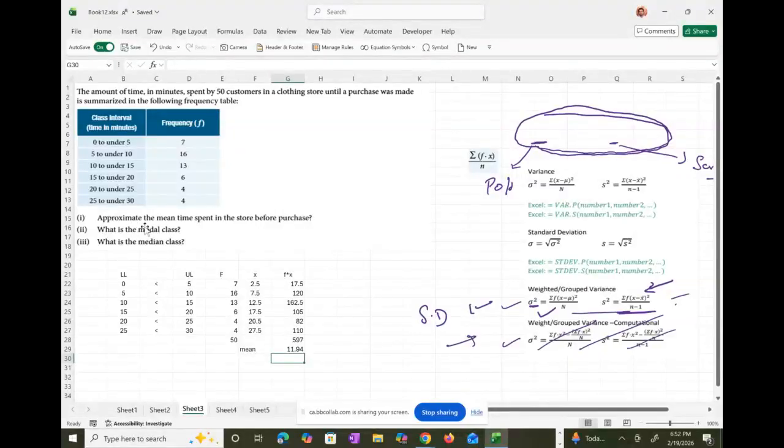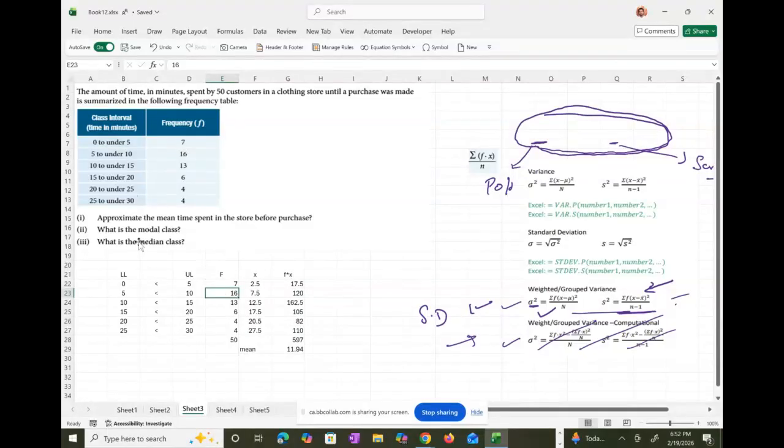All right. Now, what is the modal class? Modal class means the class with the maximum frequency. That is, the modal class is 5 to 10. Frequency is 16, but the class will be 5 to 10. If you say 16 is the class, that will be a wrong answer.